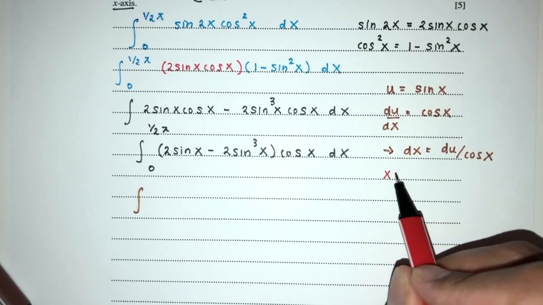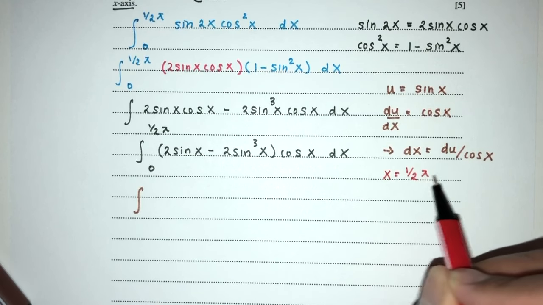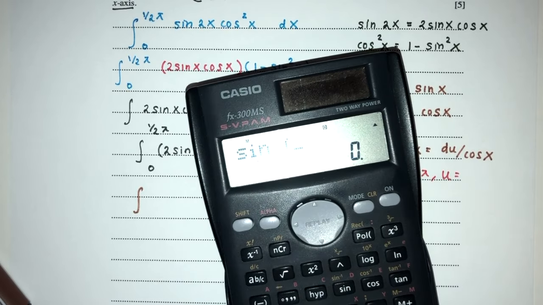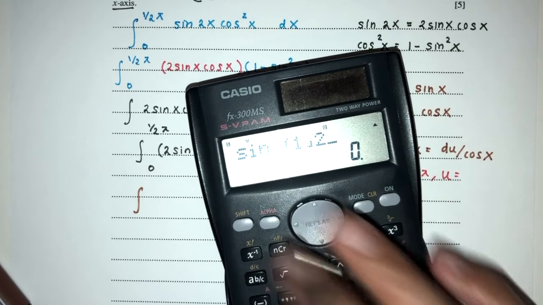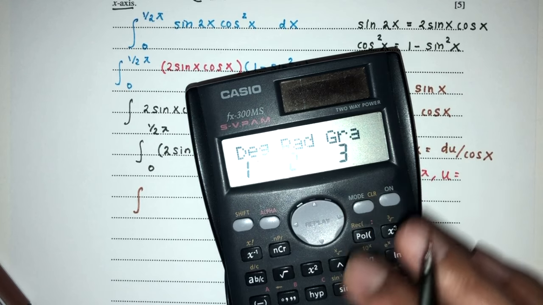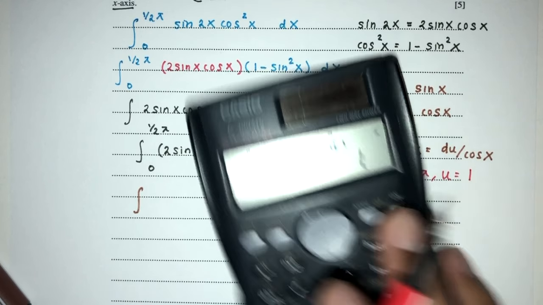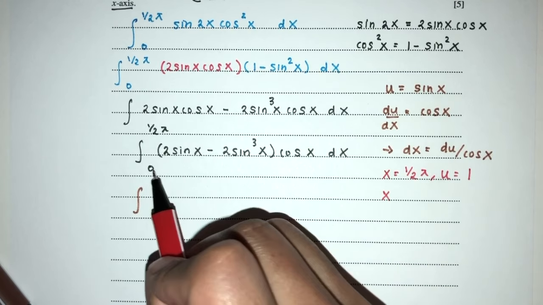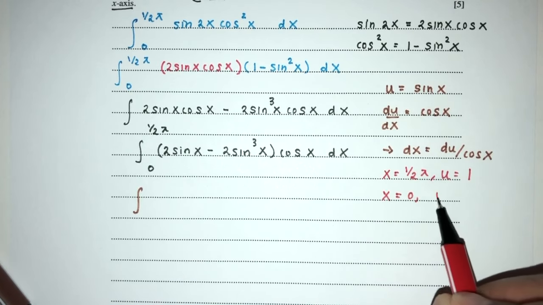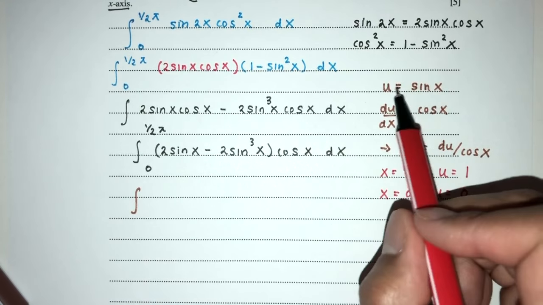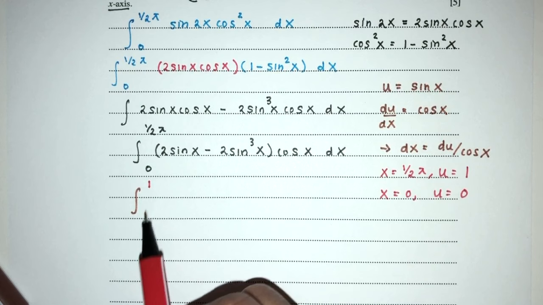Because we know u is this, let's replace those as well. Now when x equals half pi, what is the value of u? That will be sine of half pi. In terms of radians, that will be 1. Now when x is equal to 0, the value of u will be sine of 0. That will be 0. So the new limits, because of this substitution, will be 1 and 0.